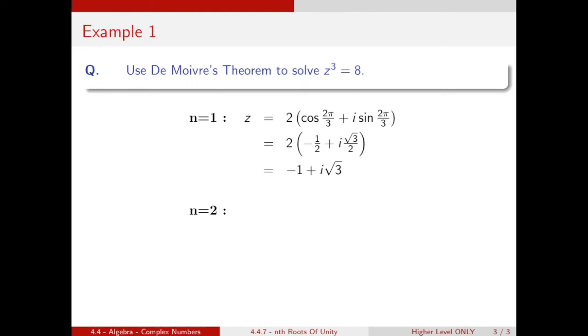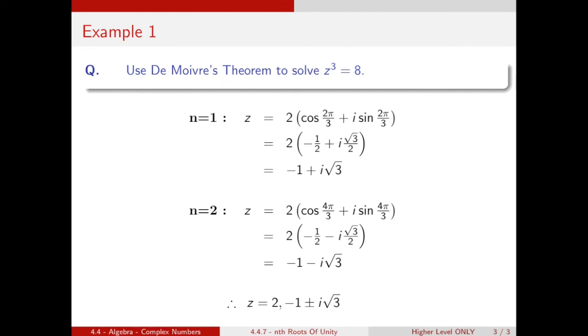And in the last case, n equals 2. So subbing that in, I get z is 2 times cos 4 pi over 3 plus i sine 4 pi over 3. Cos 4 pi over 3 is minus a half. Sine 4 pi over 3 is minus root 3 over 2. Multiplying out my bracket, I get z is minus 1 minus i root 3.